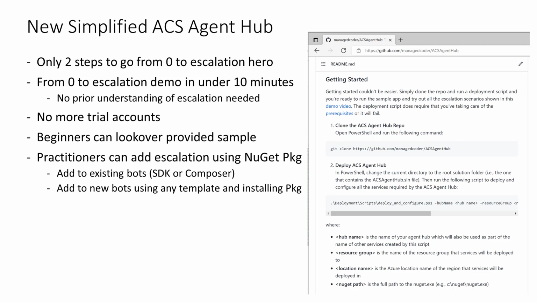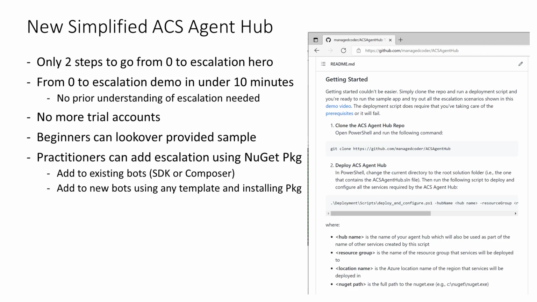Developers don't need any prior understanding of the technical details of bot framework agent escalation. And there's no need for a trial subscription or special developer account. The ACS Agent Hub is a purely Azure-based solution, so developers already have everything they need to begin developing agent escalation scenarios. For new developers, there's a finished sample they can run out of the box and straight away start experimenting with escalation, no coding necessary. This finished sample also serves as a roadmap for how to code escalation scenarios.